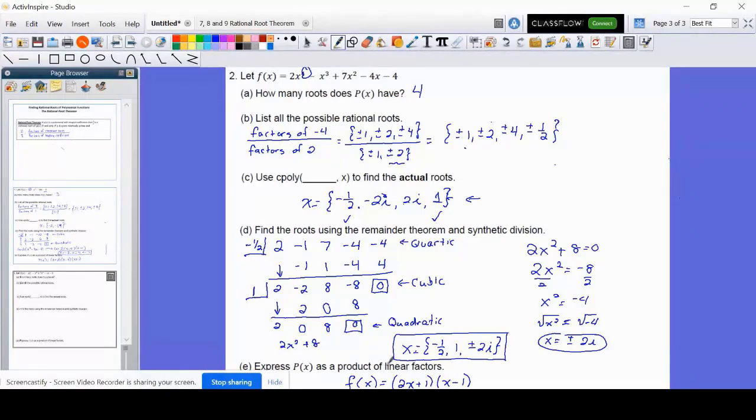Now here's the thing. We don't usually use linear factors when we have imaginary or complex roots. Usually, we would go back to where this 2x squared plus 8 was. We would factor out the 2 and have x squared plus 4. I'm going to put that 2 up front, x squared plus 4. And this is usually how we would factor it. It is also possible to have 2x plus 1 times x minus 1 times x minus 2i times x plus 2i. But we don't usually see that notation.